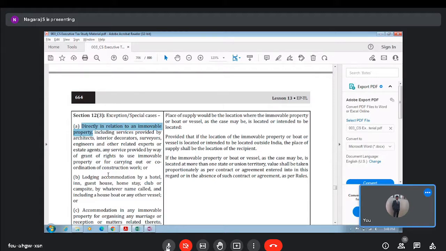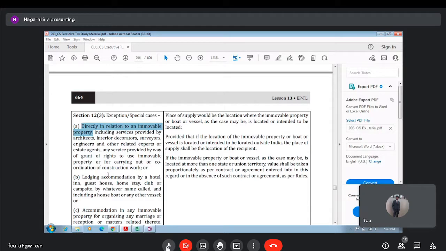Painting. Once the building comes up, or before the building comes up, what are all the things that can happen? Surveyor, planner, landscape, interior designer, engineer services, architect. These are all the services that will happen, right? Yes, to the immovable property. For those services, how to identify the place of supply?